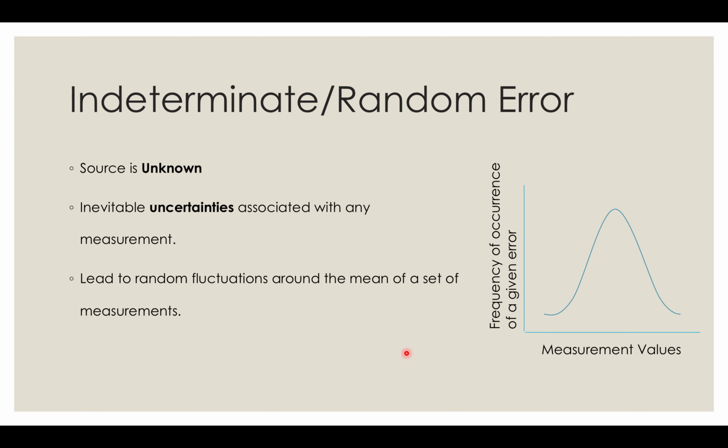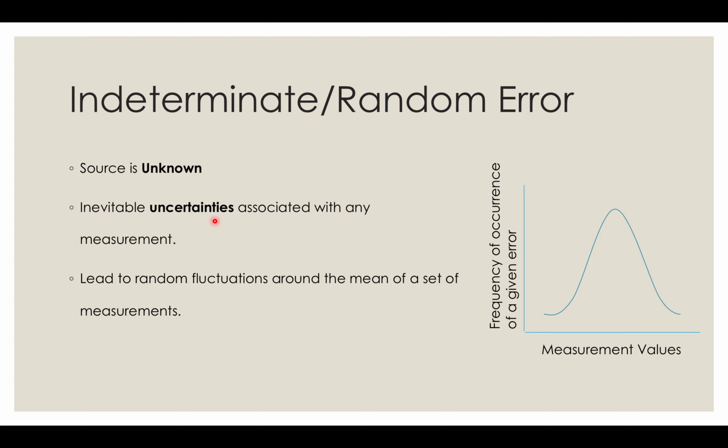Now, apart from determinate error, we have another kind of error which is called indeterminate error. They also are called random error. Just be aware of these terms. Like determinate error, as I told you before, is also called systematic error, in the same way, indeterminate error can also be called random error. For determinate error, the sources are known. For this one, obviously, you cannot know where this error is coming from.